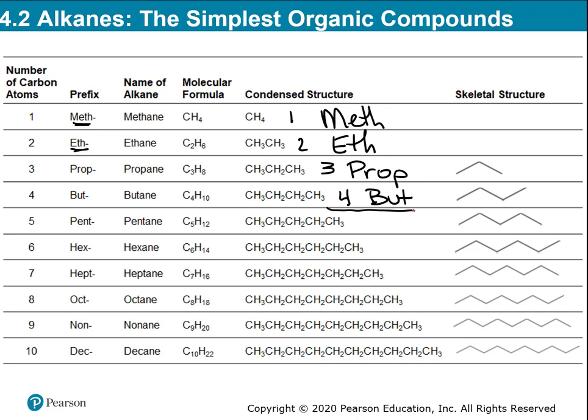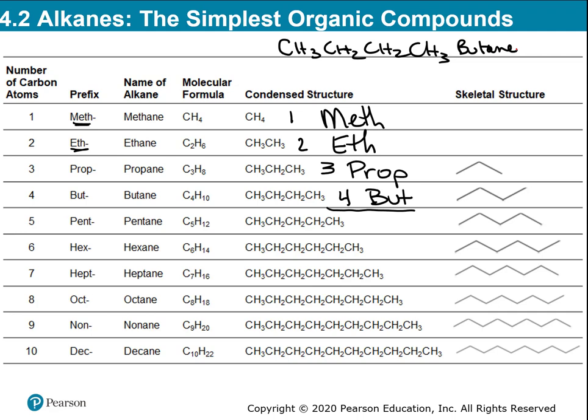So if this is a chain, so if I just have CH3, CH2, CH2, CH3, then you would call that what? You just call it butane. You would just count the number of carbons in the chain and you would say there's four carbons in this chain, so this is butane.